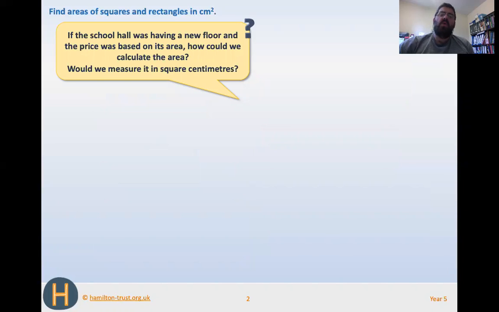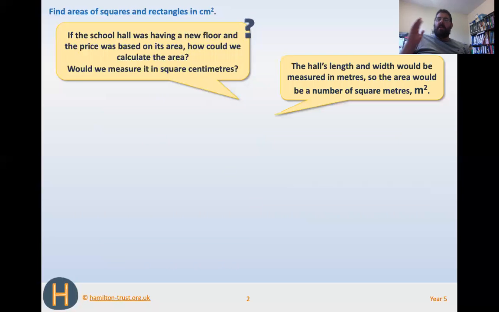No. If a school hall was having a new floor and the price was based on its area, how would we calculate the area? Would we measure it in centimeters squared? Our school hall? Can you imagine how many centimeters that would be? It would be a lot of centimeters, wouldn't it? What would you measure it in? How would you measure it, do you think? What would you use? Would you use a tape measure? Would you use a little 30 centimeter, 50 centimeter? Maybe you'd use one of those clicky things. What do they measure in? Hopefully you'd measure it in meters squared, because we would measure the length and the width of the hall in meters, wouldn't we? It wouldn't be centimeters, so we'd measure it in meters squared.